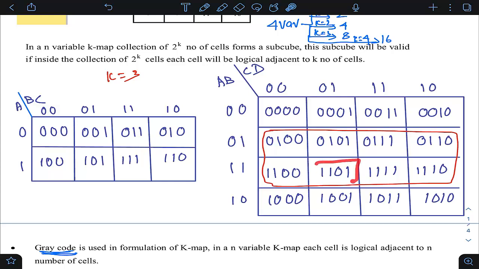This one is logically adjacent to this and this. Yes. This one is logically adjacent to this and this. Any particular cell you consider inside this collection is logically adjacent to 3 cells. So yes, this is a valid subcube. So we can do a grouping like this.